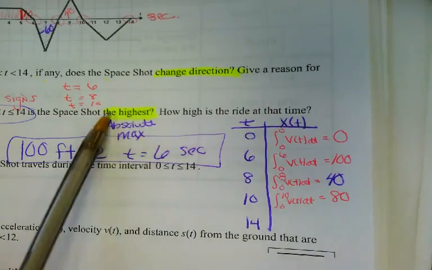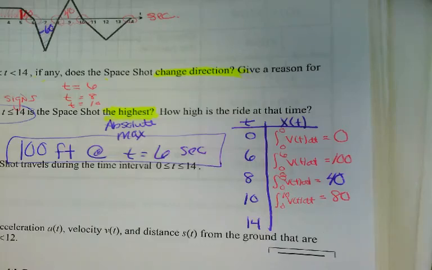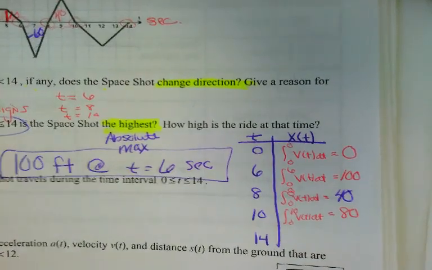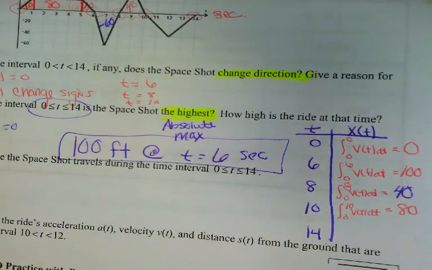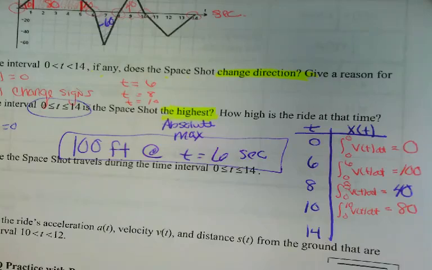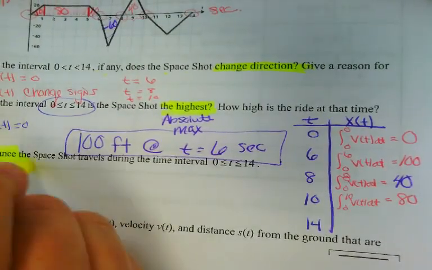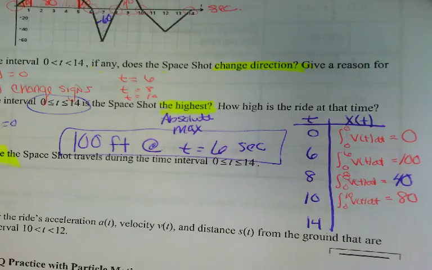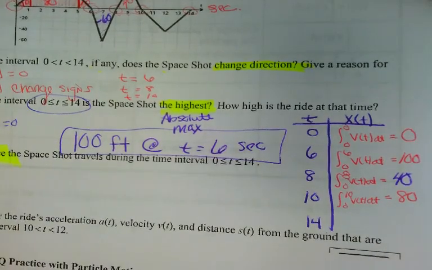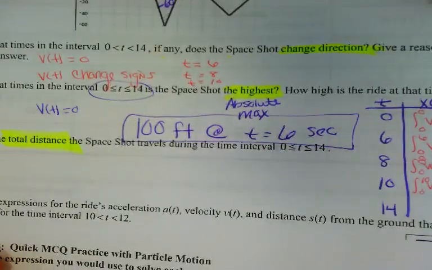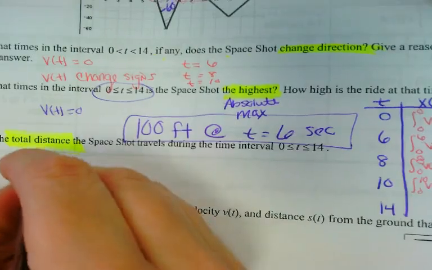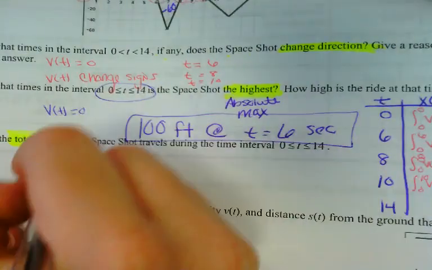So again, you're going to start to see more of these absolute typed questions, and we've got a lot of time to tackle them here. Part C, find the total distance the space shot travels during the time interval 0 to 14. So obviously, total distance should be jumping out at us. Now total means you added a bunch of things up, right? So that's how I know I'm integrating. So I'm integrating from 0 to 14.